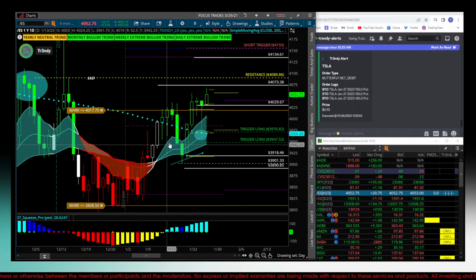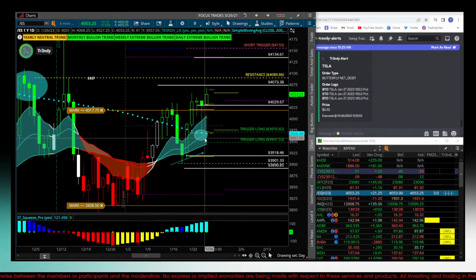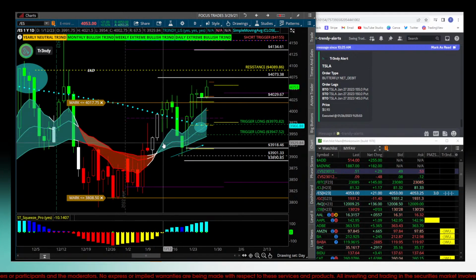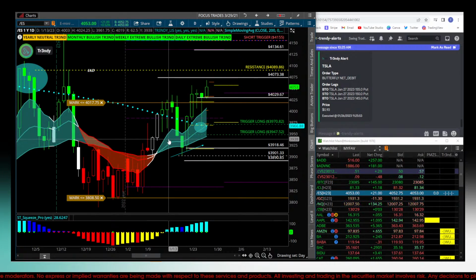So the cloud is just a visual representation of trend, if you will. And when price is above this cloud, if indeed it comes back to that level, we want to look for support.